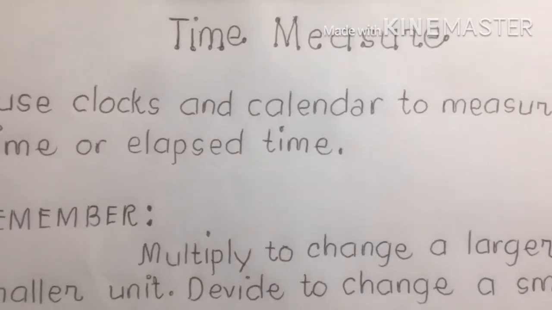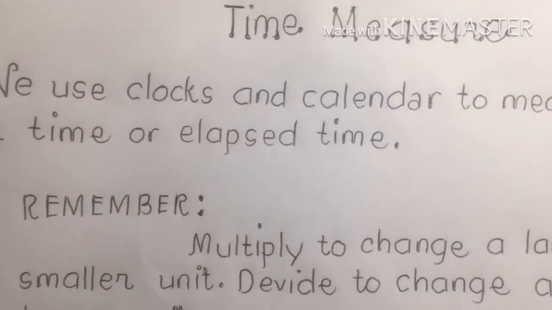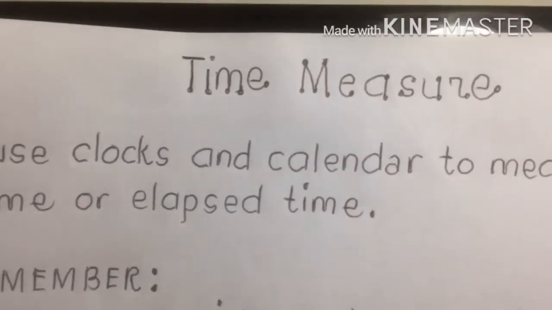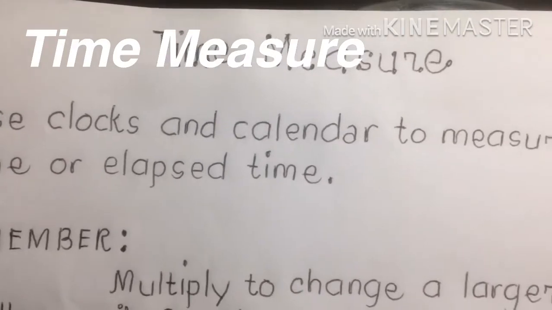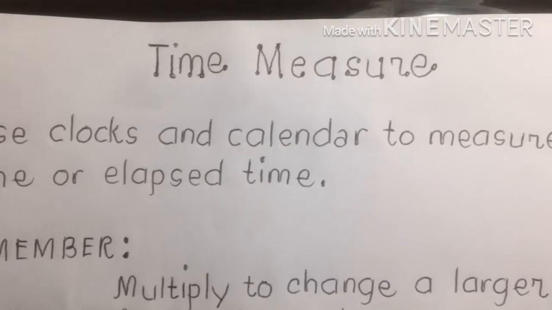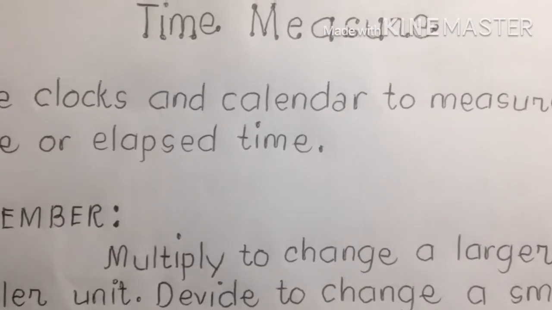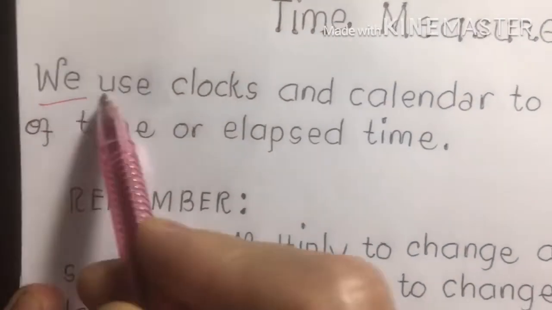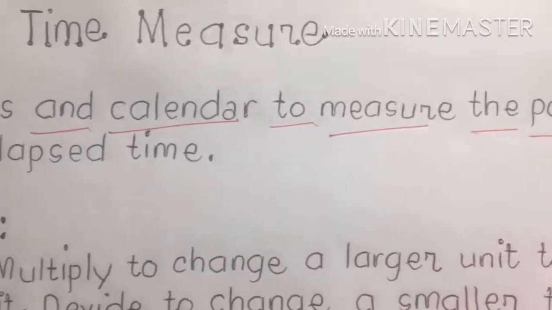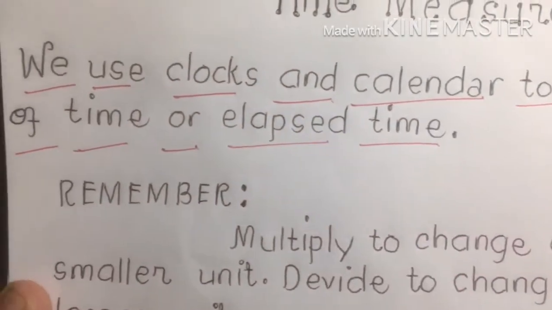Today guys, we're going to discuss time measure. Why do we measure time? Measurement of time provides us with the measure of change by putting dates on moments, fixing the duration of events, and specifying which events happen before which other events. In order to do that, some method of time measurement is needed. We use clocks and calendars to measure the passing of time, or the elapsed time.